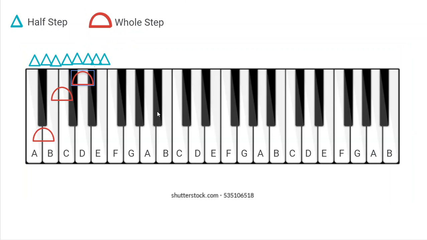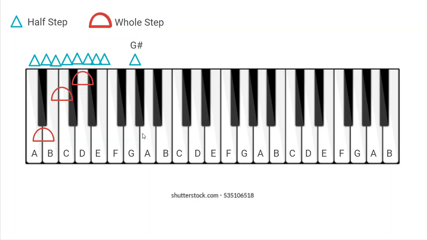So let's take a look at G right here. If I want to go a half step up from G, where am I going to land? A half step up from G. Will I land on this white key or this black key? I will land on the black key. Going from G up a half step lands on this black key. That turns this black key into G sharp, right here.